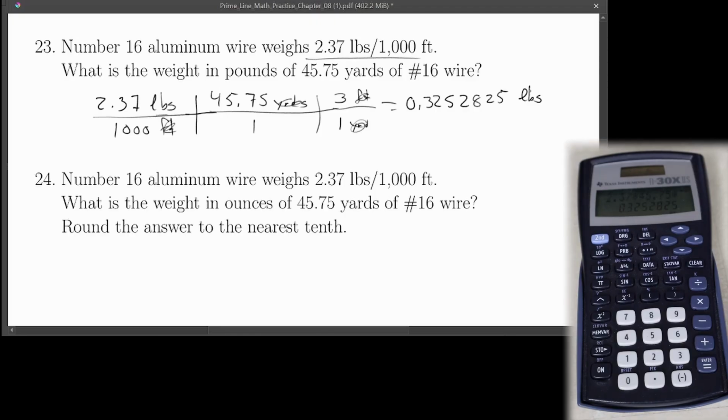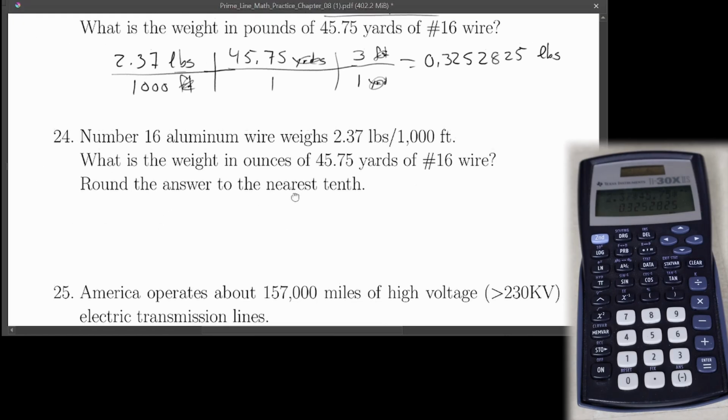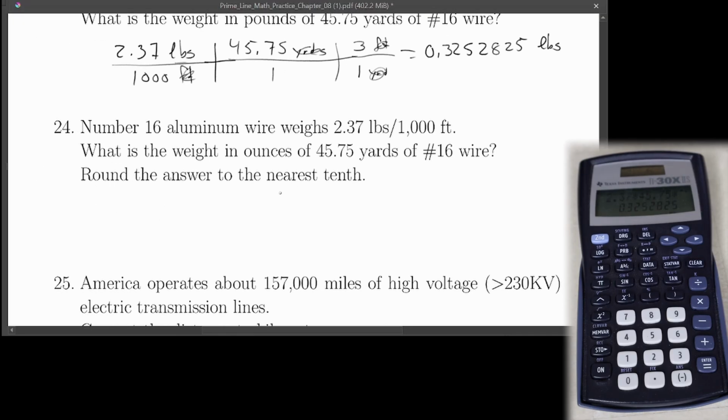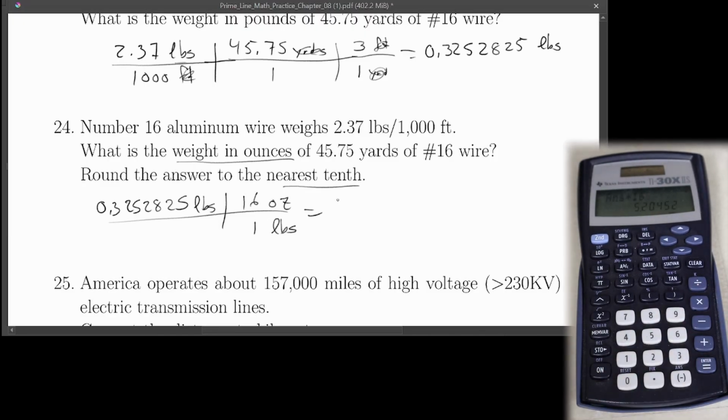The next problem, number 24, asks us what is the weight in ounces and then round it to the nearest tenth. So if we're going to use this other value, 0.3252825 pounds, we know that in 1 pound there are 16 ounces. And so we can multiply our number by 16 and we get 5.20452, and our nearest tenth gets us to 5.2 ounces.